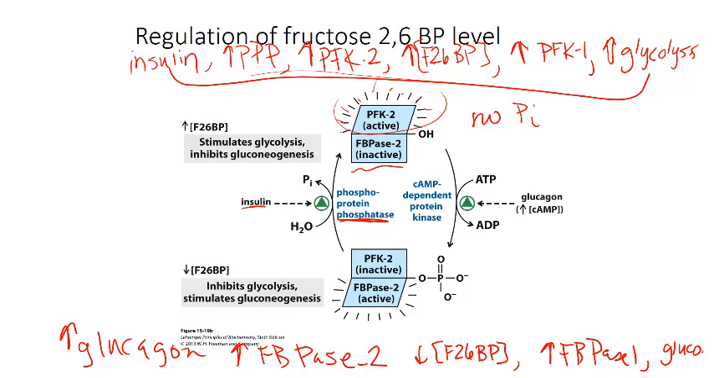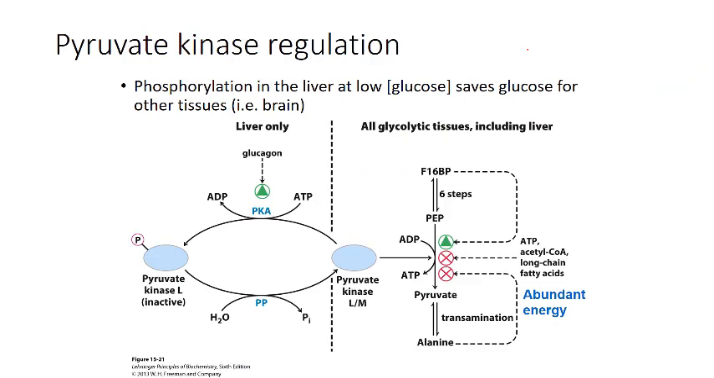Okay. All right. Do we have any questions? Because we're going to move on to something different now. We're going to move on to a different aspect of regulation. Good, move on? Okay. All right, so the last step of glycolysis is pyruvate kinase.